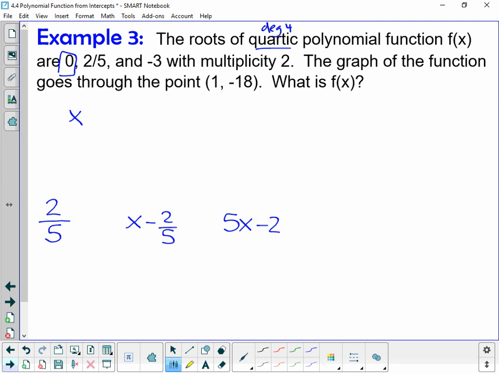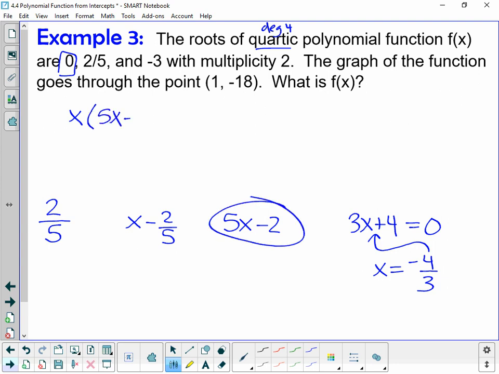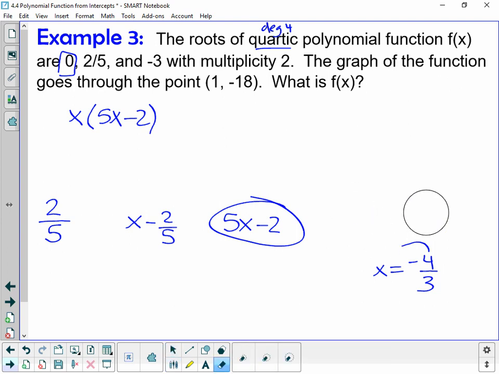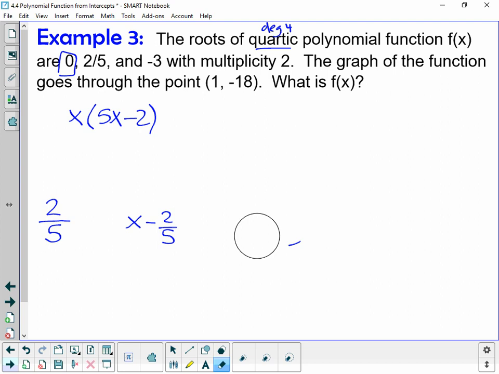Remember, when we have a factor like 3x plus 4, if we want to find the 0 that goes with it, it ends up being a fraction. So if you have a fraction as your 0, think about how to turn it back into a factor where the x has a coefficient. So I'm going to use the factor in this case 5x minus 2, and we'll practice finding the factors for those sorts of zeros a little bit more in our bell work next time, and you'll get real good at it.